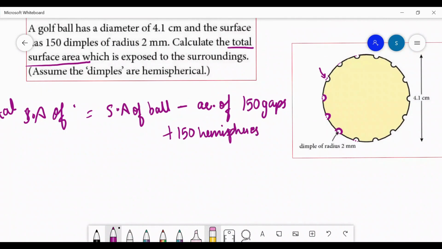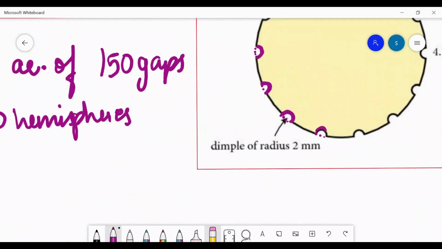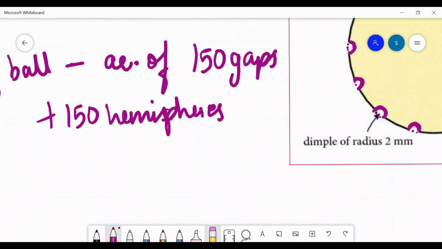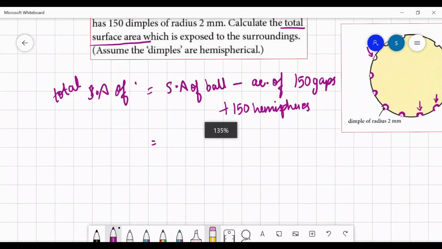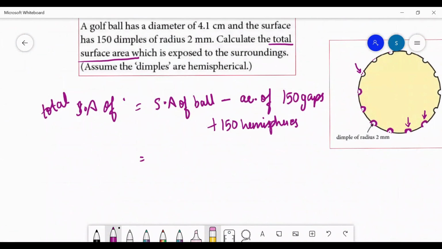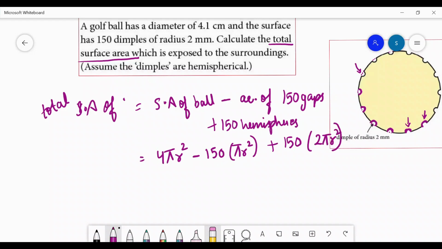So like I said, because of these dimples on the golf ball, we have additional surface area being introduced in the form of a hemisphere. So we got to add those. So let's write the equations. This is equal to surface area of ball, which is 4 pi r square, minus 150 gaps, which is simply 150 into surface area of those gaps, which is just pi r square, plus 150 into 2 pi r square, which is the formula for surface area of the hemisphere.